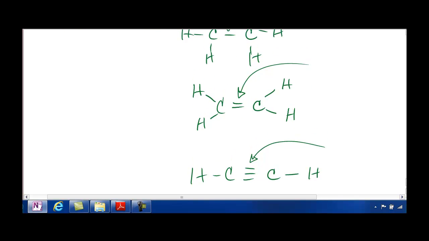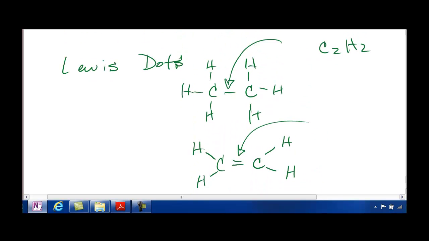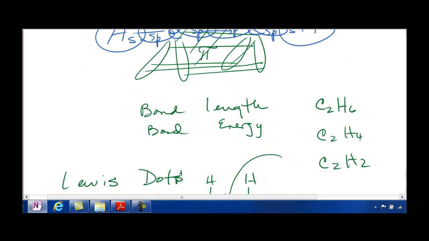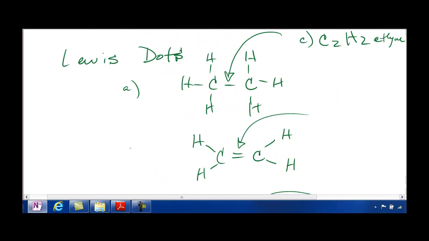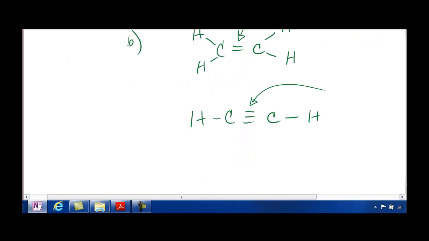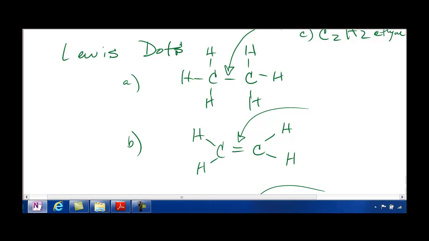Okay, so this is A, B, C. This one is ethane, this one is ethene, and this is acetylene, or ethyne. If you have A versus B versus C, and I ask you what kind of bond is between carbon and carbon, what do you think? That's a central atom. This is the kind of question that your test has.